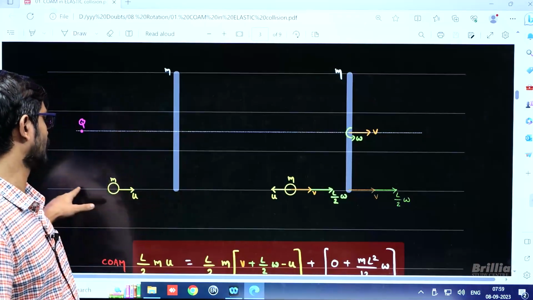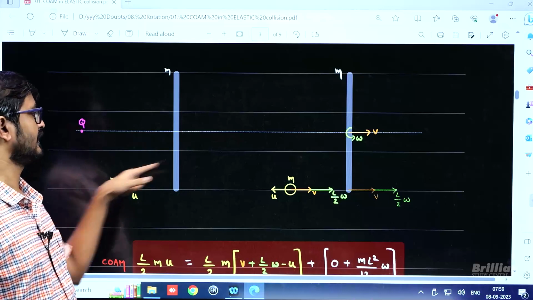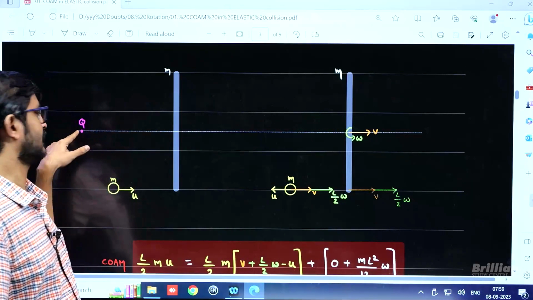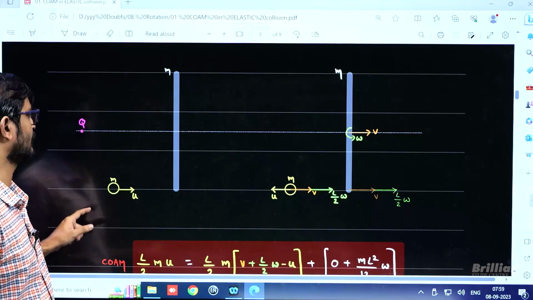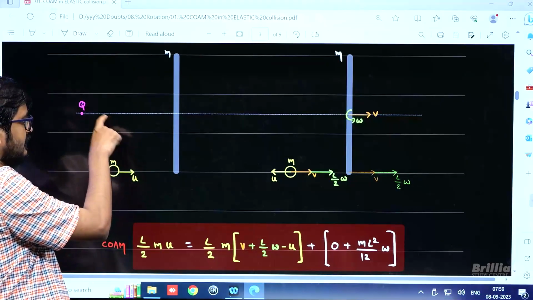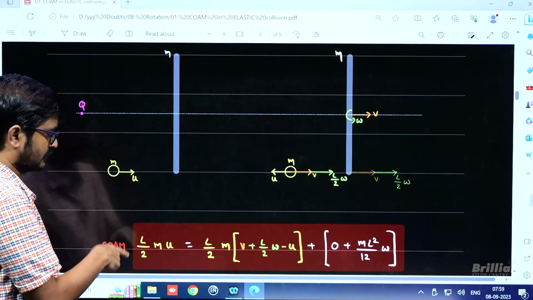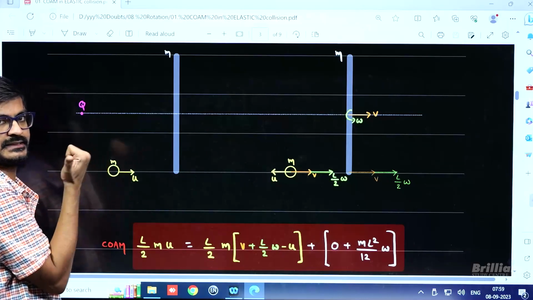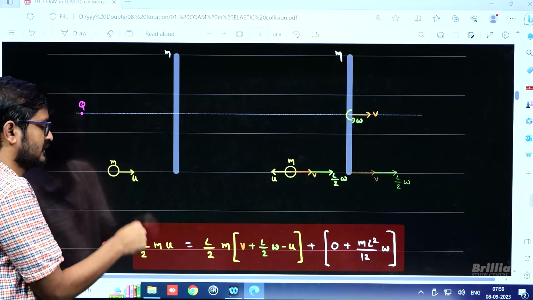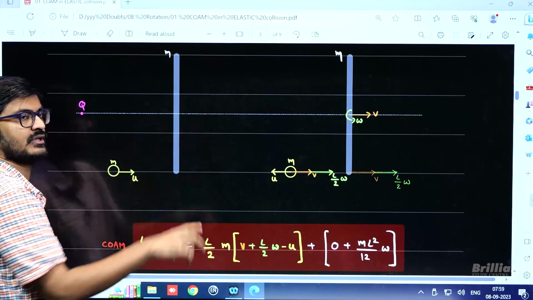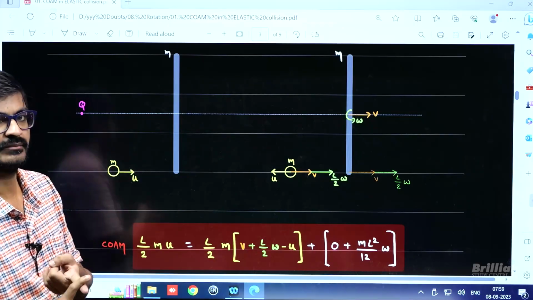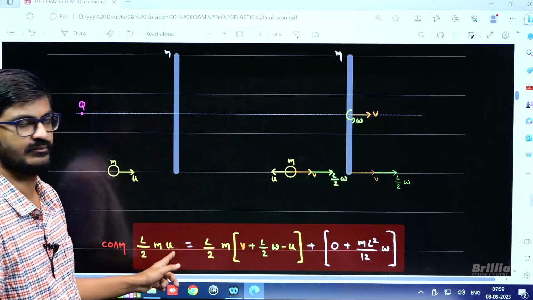Suppose I don't want to take conservation of angular momentum about point P, and I take this point as Q. Now the initial angular momentum of the system: for this guy, the perpendicular distance is L by 2, so it is L by 2 into mu. I have taken this direction as positive. The angular momentum of the rod, both of the center of mass and about the center of mass, is 0.